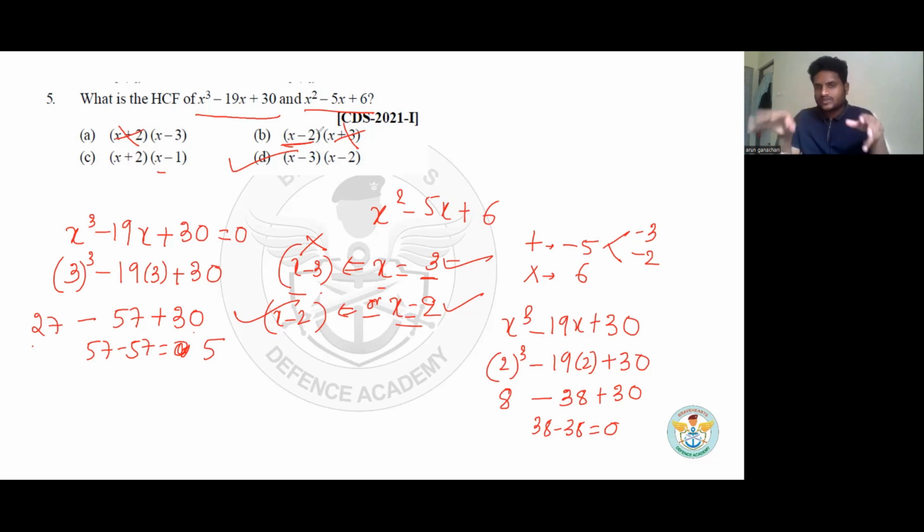But in this case, both of them are satisfying the given equation. So we'll take x minus 3 as well as x minus 2 as our roots. Understanding this? Okay, then we'll solve. Copy this, then we'll solve on.